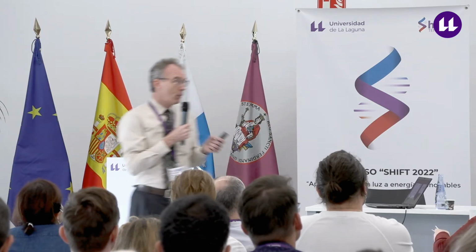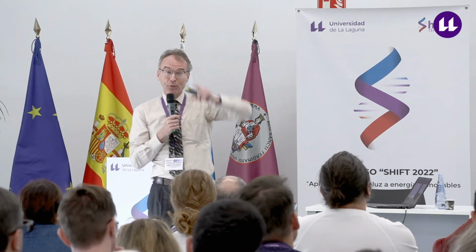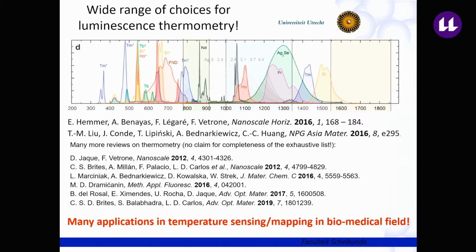partially filled f shell. We can use all those energy levels to make different types of temperature sensors with different delta E's, different spectral windows. So it's a very active field to design the temperature sensor of your dreams. And this is just an overview of some of the emissions of lanthanides in different spectral regions that are being used for temperature sensing.